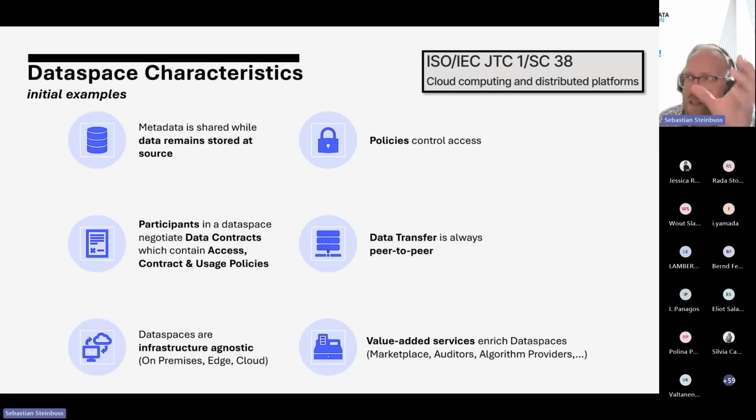What we're doing in the Dataspace characteristics, let me just explain. So a lot of things exist already. So why do we need just another standard? In 2151, we will have some core characteristics. Metadata is shared while the data remains stored at the source in the first place, and then in interactions, the data transfer is later on always peer-to-peer.